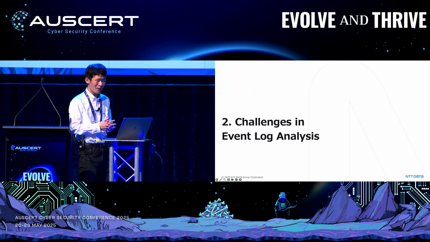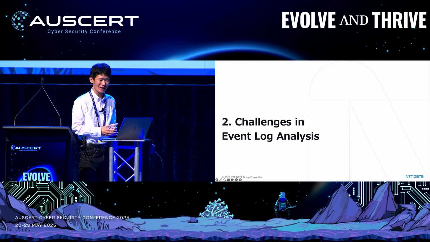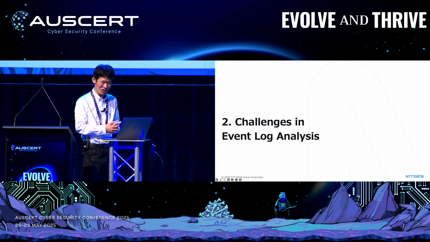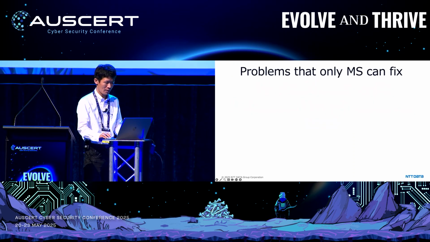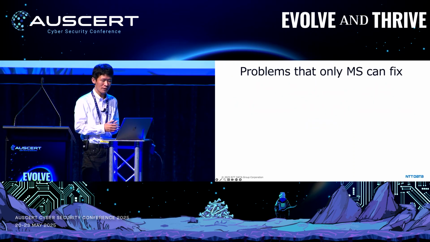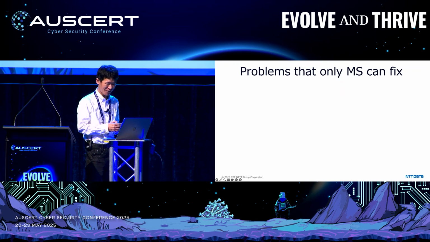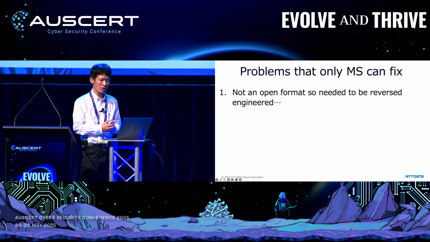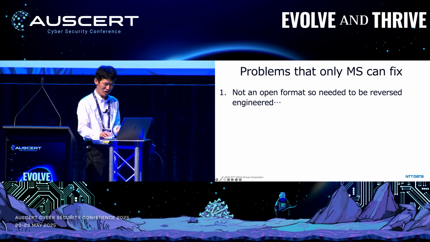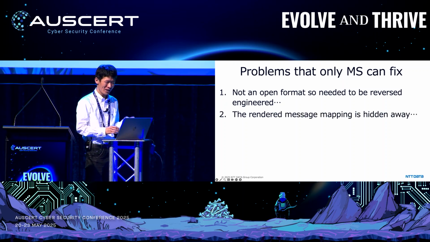From here, I will explain the challenges in analyzing Windows event logs. 19 problems with Windows event logs for DFIR. At first, problems that only Microsoft can fix. Not an open format, so it needed to be reverse engineered. The rendered message mapping is hidden away.